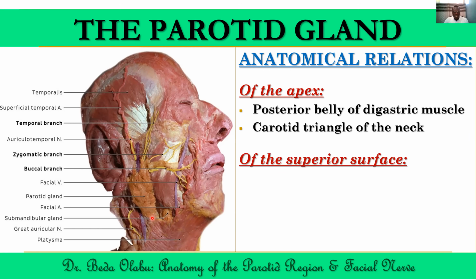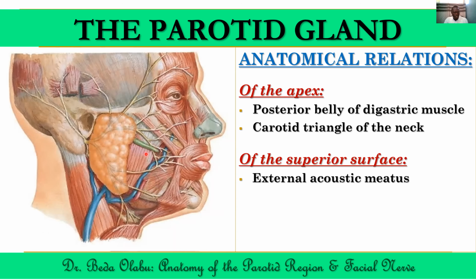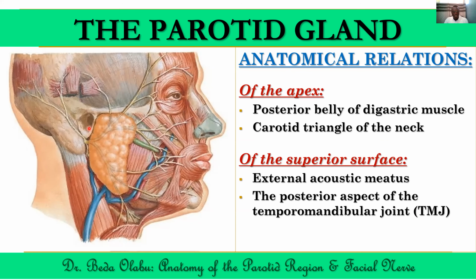How about the relations of the superior surface? So the superior surface is not what we're seeing. This is superficial. The superior surface is basically the base, which is up. The superior surface is related to the external acoustic meatus, which you can see there. So basically the base of this gland is related to the external acoustic meatus. It is also related to the posterior aspect of the temporomandibular joint.